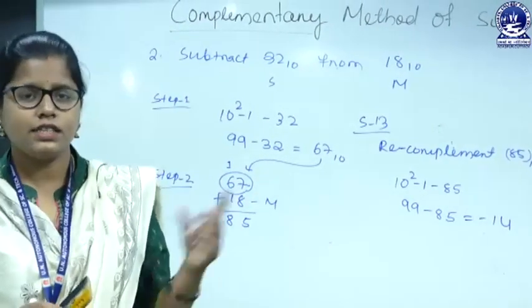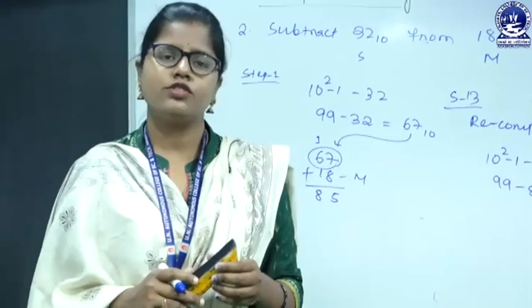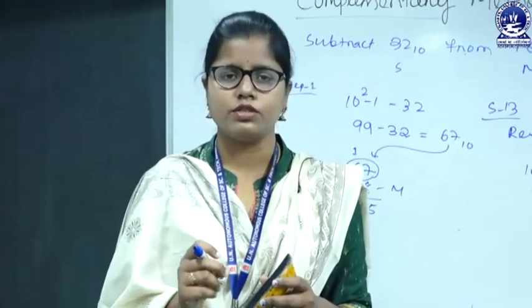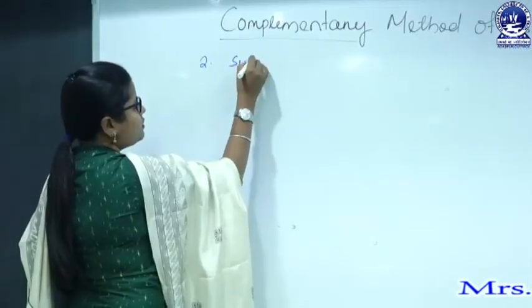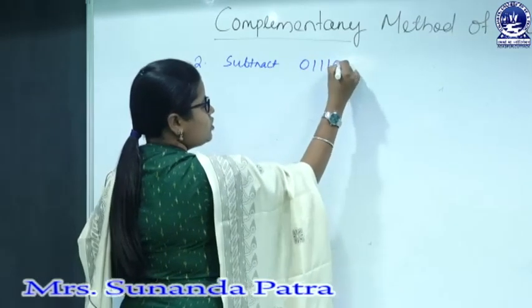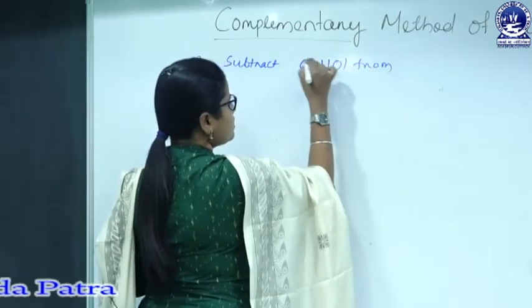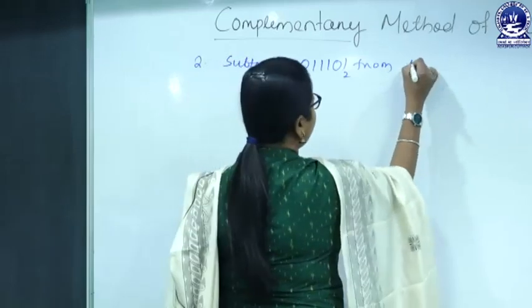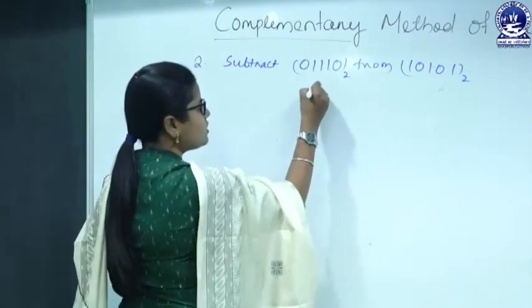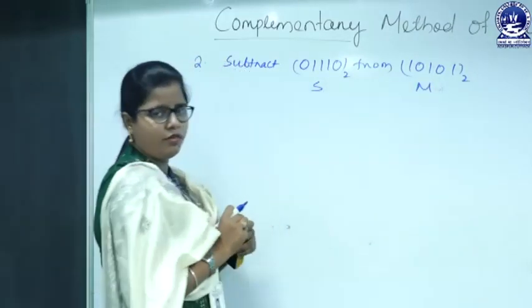So this was actually decimal subtraction. So let's take an example and do a binary subtraction by using the complementary method. Subtract 01110 from 10101. This is also binary. So this is the subtrahend and this is the minuend.